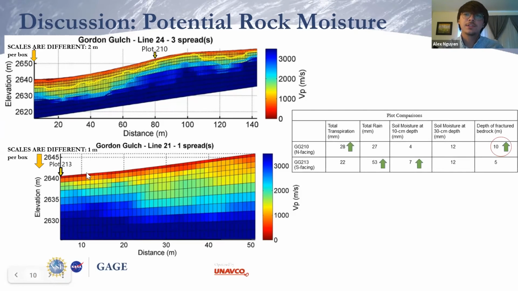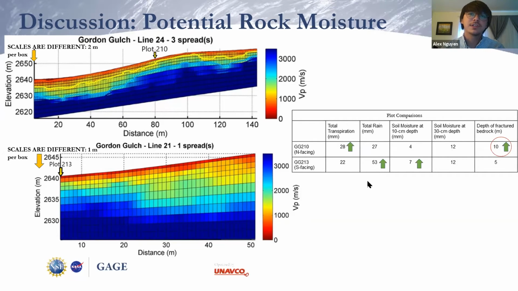So looking at these lines, we see that plot 210 has around 10 meters of fractured bedrock, because we're going down to where it starts to get a little bit blue, where the velocities are higher, and that's where we have more bedrock compared to above it, where we would have fractured bedrock. And then on the other hand, we see that plot 213 has around 5 meters. So we can't exactly say that plot 210 would be able to hold twice as much rock moisture as plot 213, but we can sort of hypothesize that 210 has more storage in that deep subsurface than 213.